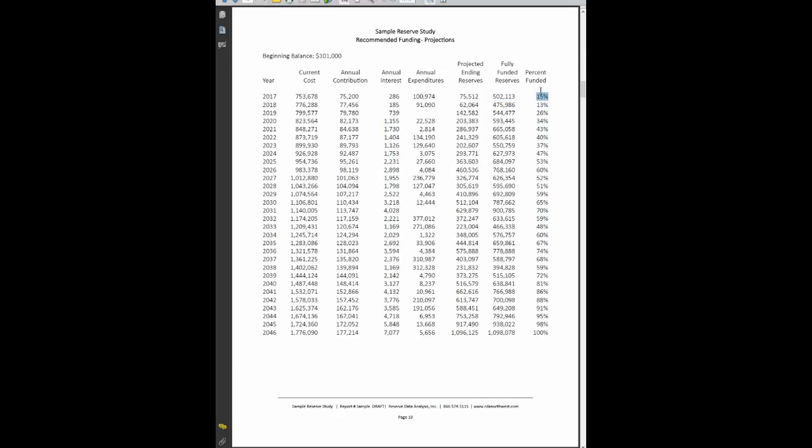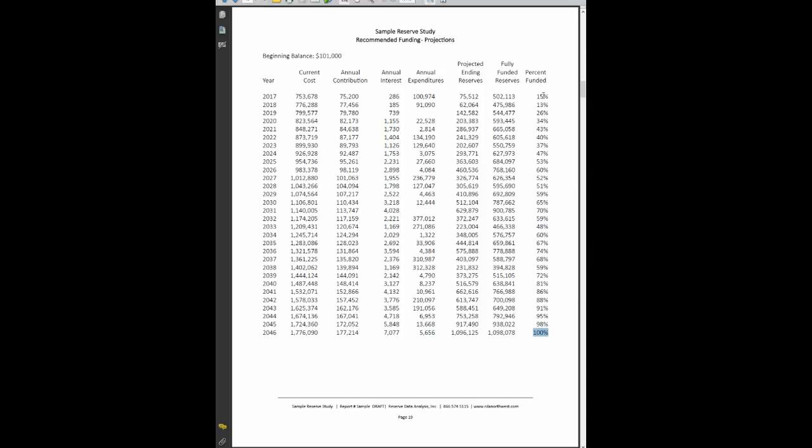And last column, percent funded. This is the ending reserve balance divided into the fully funded balance. It's going to give you a percent figure. So how much does a community have in the reserve account versus how much they ideally would have at any particular point in time. In this case, we're just doing it once annually and giving you a number of 15%. And the recommended funding model is going to grow from the current percent funded, in this case at the end of fiscal 2017 of 15%, and it's going to get up to 100% by the end of the 30-year period.